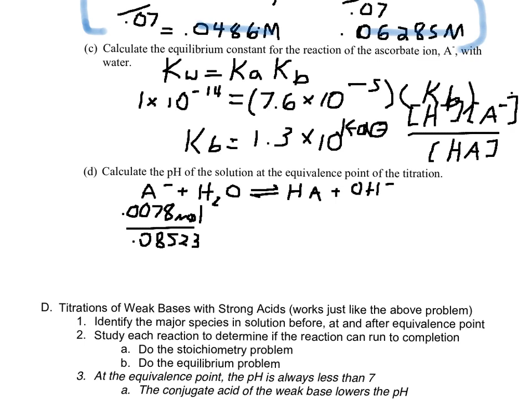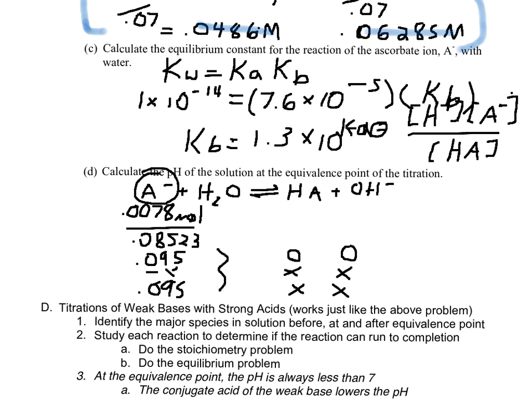Now that I have this concentration, I can go ahead and finish up my ice table. These all start out as zeros. This is going to go down by x, increase by x, increase by x. It's going to be 0.095, x and x. Now, this is my conjugate base, so I can use the Kb that I figured right here, the Kb, the conjugate base equilibrium constant, and I can plug that into my equilibrium expression.